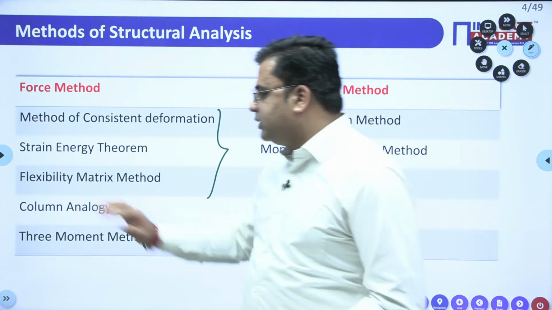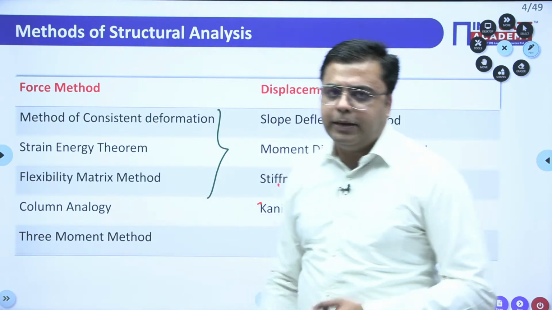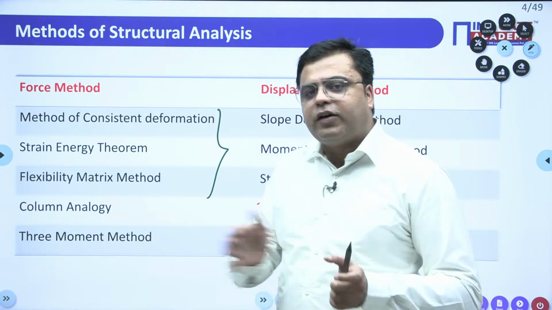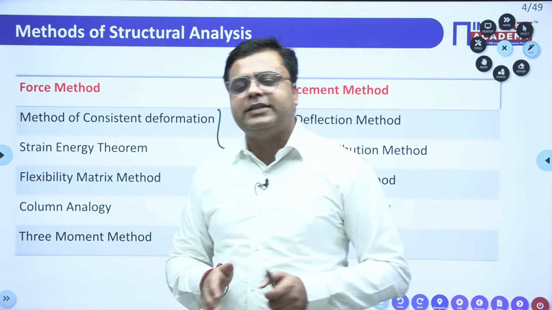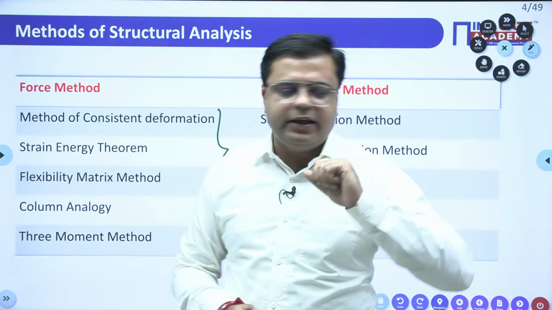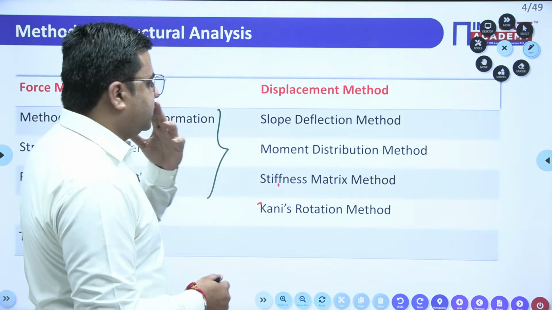Not many questions are asked from column analogy and three moment method, because the questions framed from these two methods are of conventional type. But in the GATE examination, the majority of questions are very easy, and they are simple multiple choice type questions, correct?